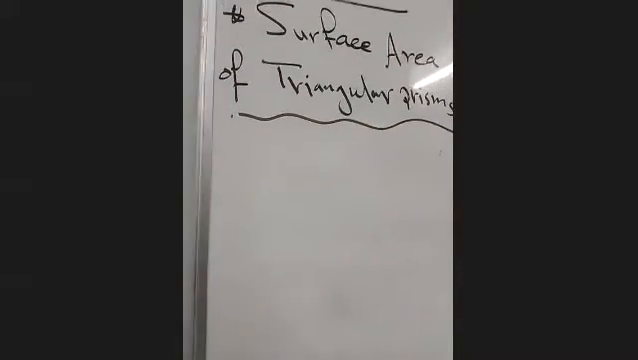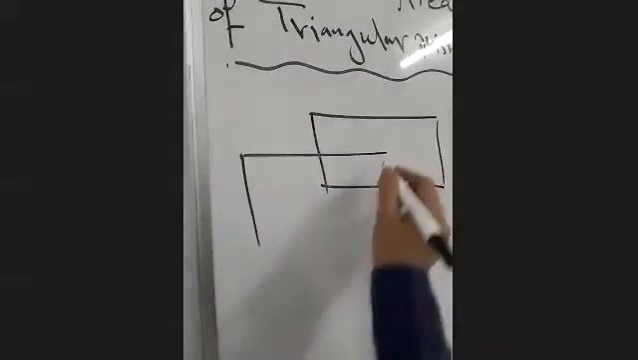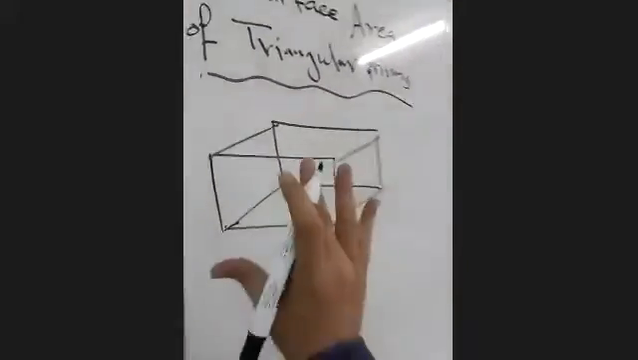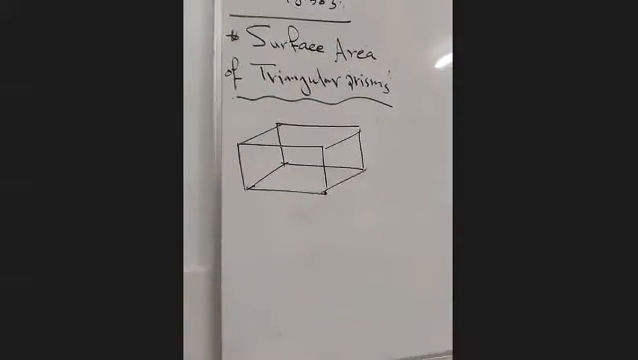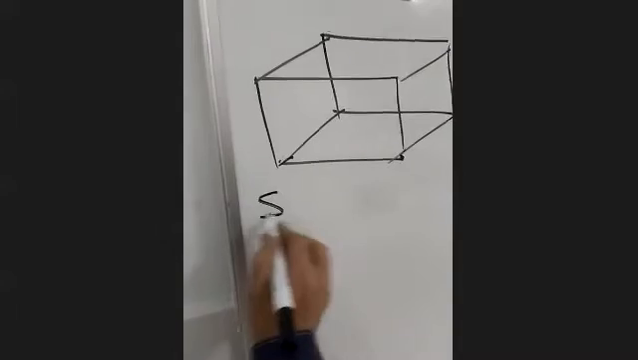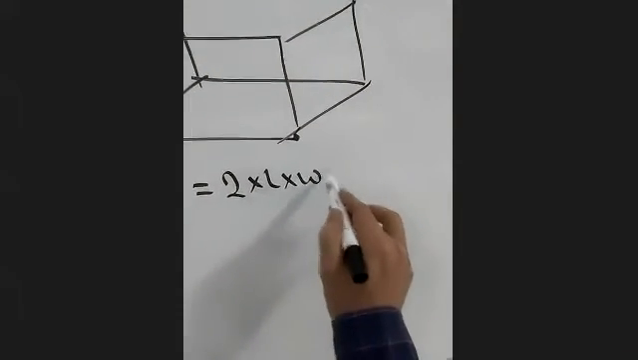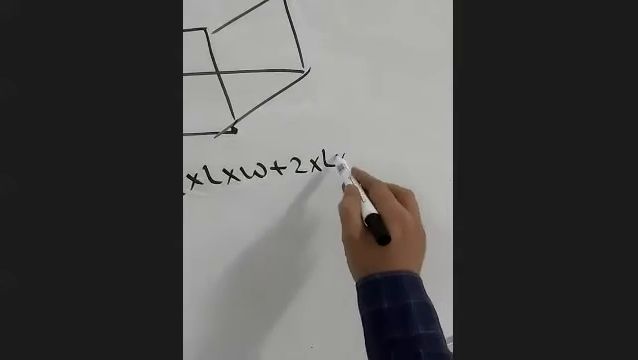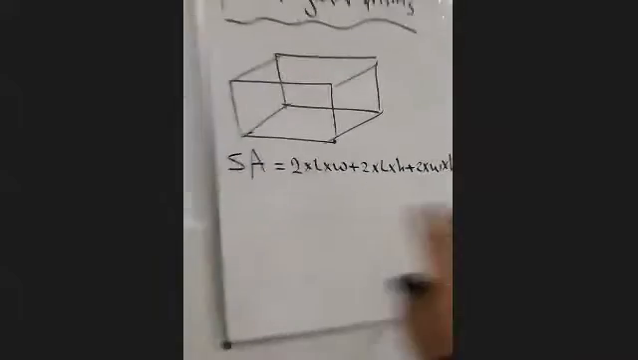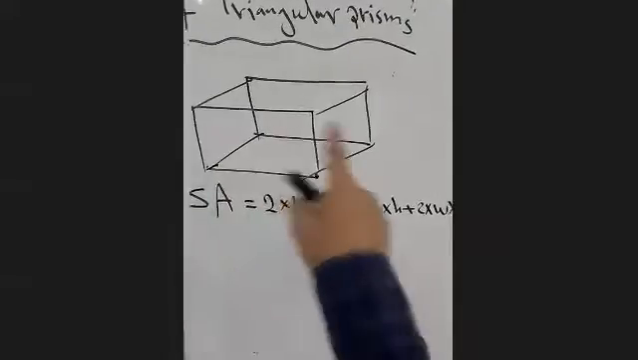Now in the previous lesson we talked about how we find the surface area of the rectangular prism. The rectangular prism has 6 rectangles. And we had a formula to find its surface area. It was 2 times length times width plus 2 times length times height plus 2 times width times height. This is what we took in the previous lesson, and we call this a rectangular prism.